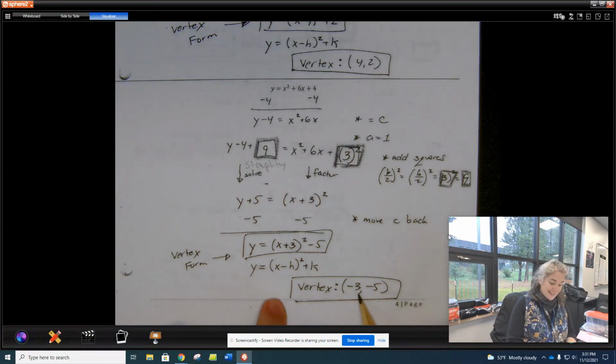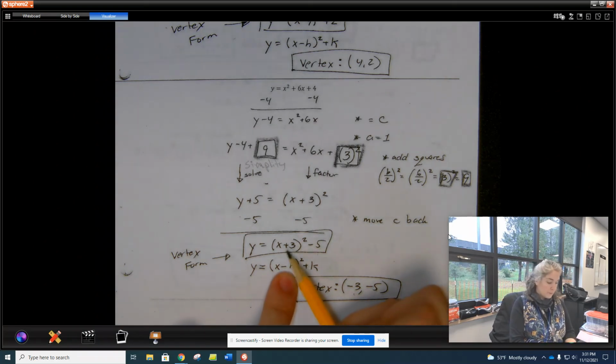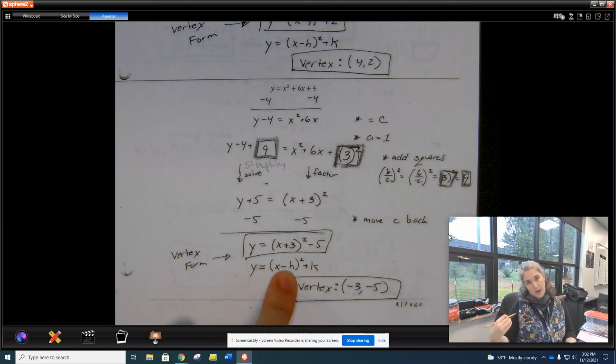Which means our vertex is at (negative 3, negative 5) because we're always subtracting h, right? So how would we get a positive 3? We had to subtract 3.